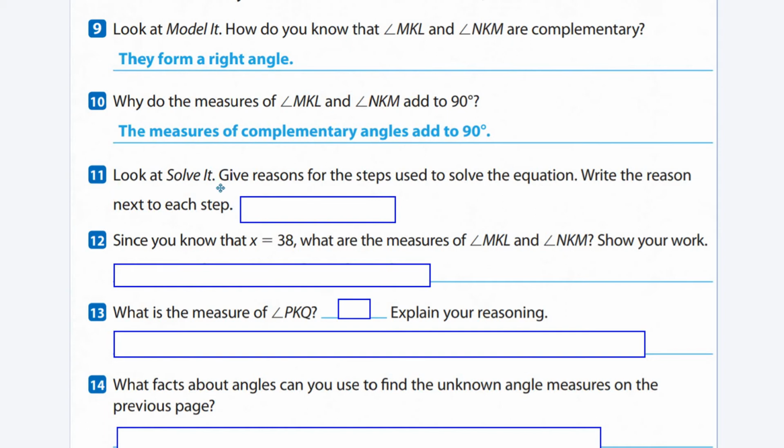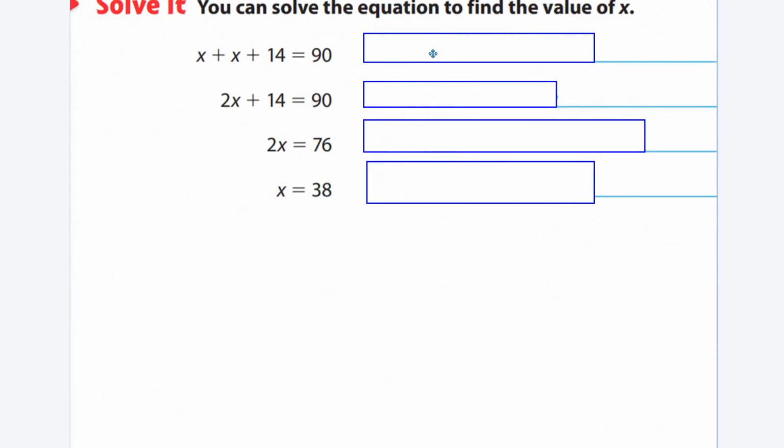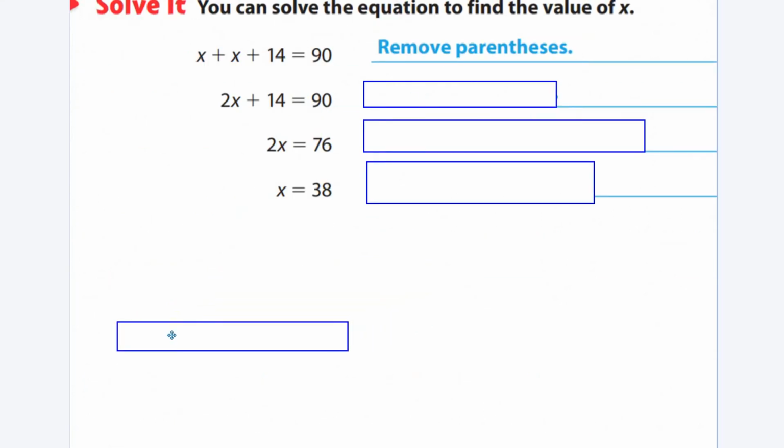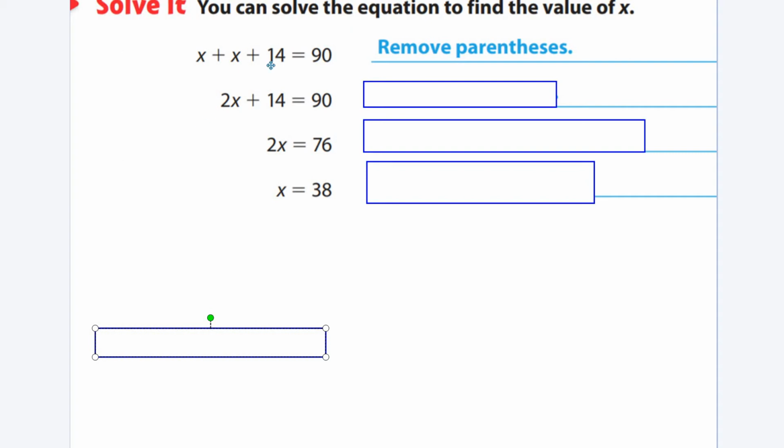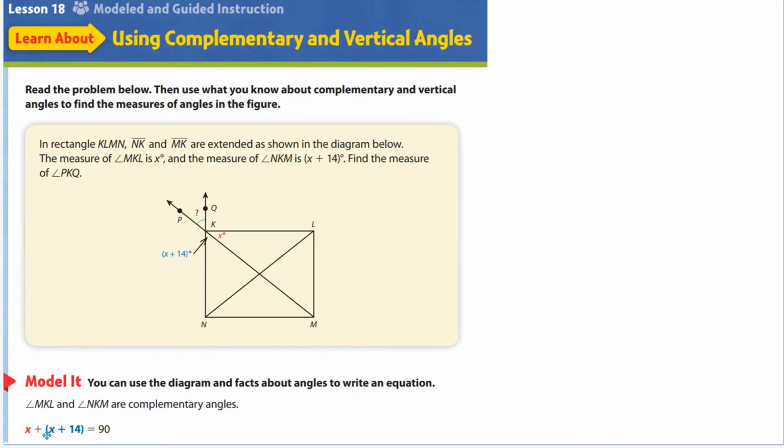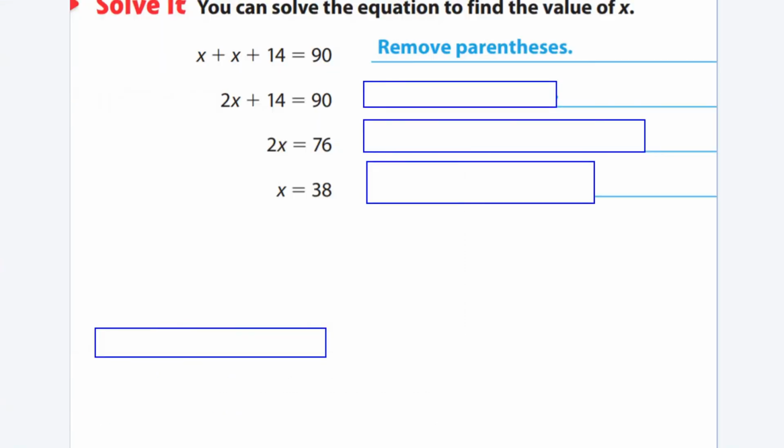Look at it, solve it. Give reasons for the steps used to solve the equation. Write the reason next to each step. So let's look at it. The first thing you need to do, remove parentheses. This is before this. If you go back, you'll see that. There's the parentheses we're talking about, right? You add these two, and you have 90 degrees. They're complementary. So you want to remove the parentheses.